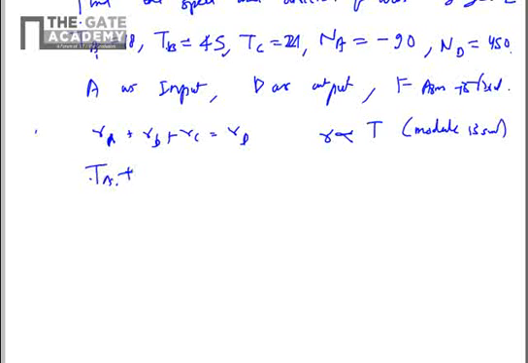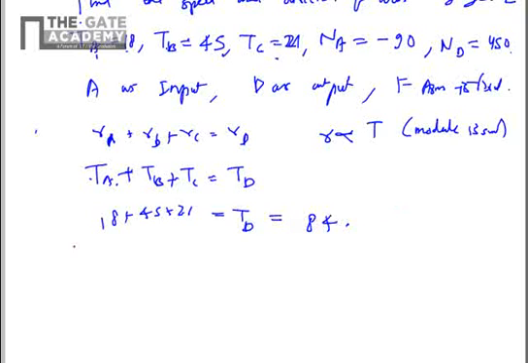So hence TA plus TB plus TC will be equal to TD, and since TA, TB, TC are 18, 45, 21, TD will be equal to 84 teeth on gear D. So hence the velocity ratio, that is angular speed of driver by angular speed of driven, will be equal to the number of teeth on the driven by the driver. So driven is D, so TD by TA.